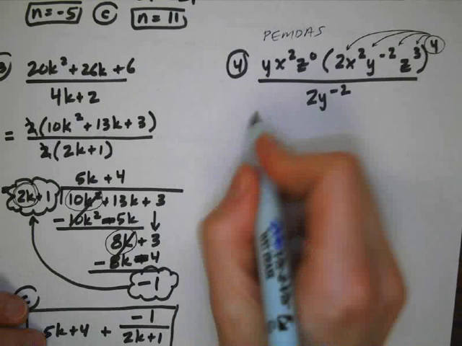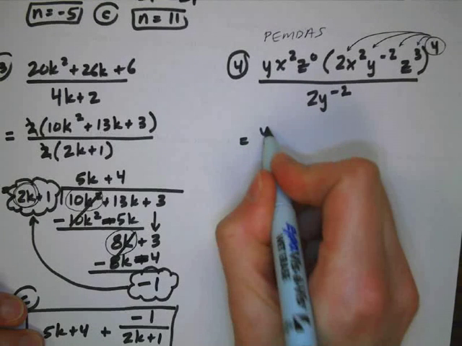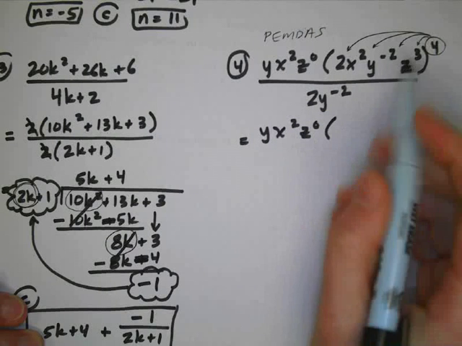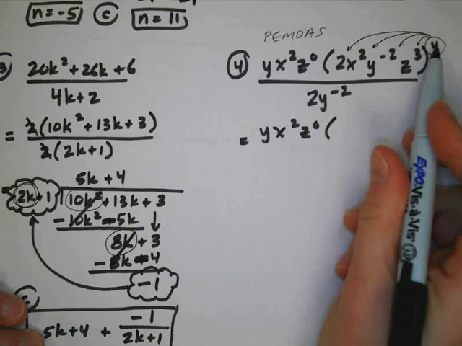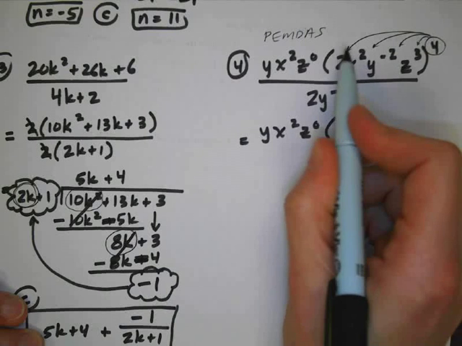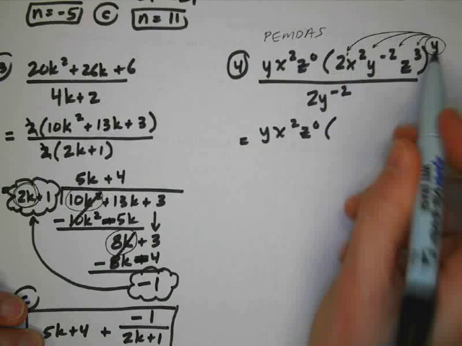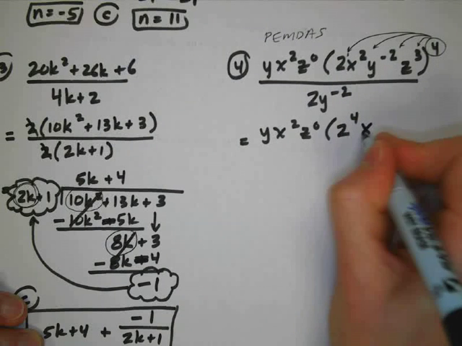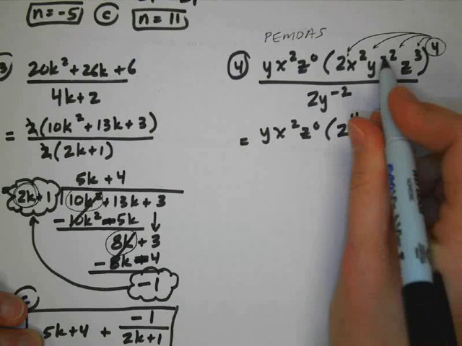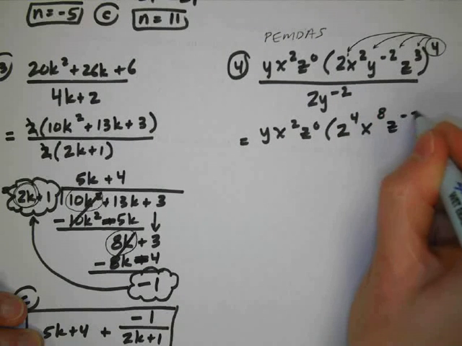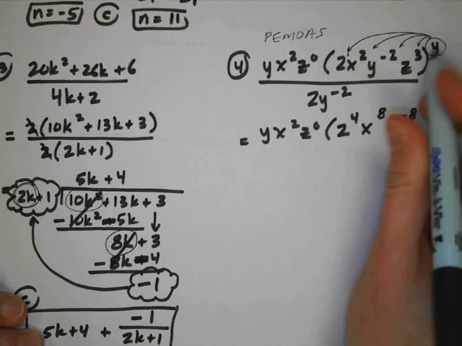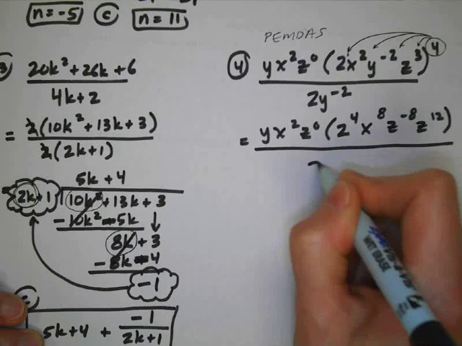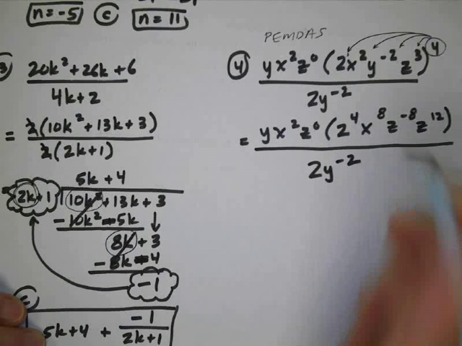So we have a combination of both of those things here, so that's what we're going to focus on. Nothing else is going to change here. We're still going to have y x squared z to the 0. And the difference now is that we're applying this 4 to all of the exponents in here. It's like there's an invisible 1 here. 1 times 4 is 4, so it's 2 to the 4th. x squared to the 4th is x to the 8th. Negative 2 times 4 is negative 8. And z to the 3rd to the 4th is z to the 12th. Again, you're multiplying. All over 2y to the negative second.